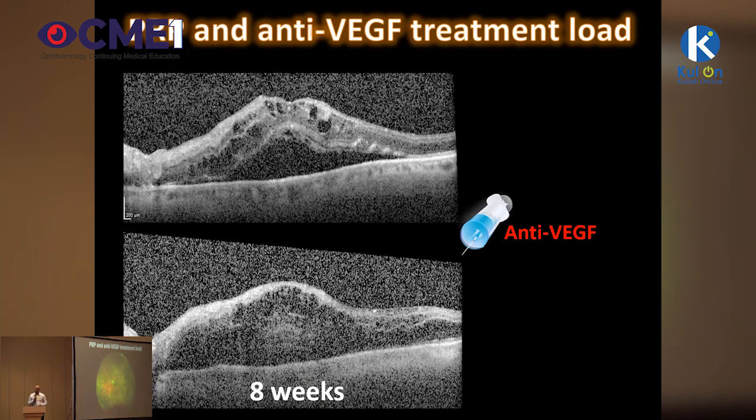So I treated them with pan-retinal photocoagulation, and that didn't do anything actually. They still had lots of macular edema, and it was becoming very unresponsive to anti-VEGF. So finally what I did was I treated them with steroids.